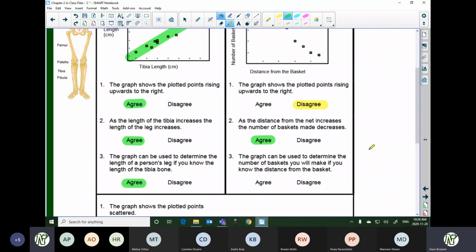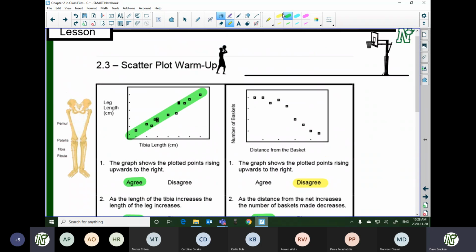The graph can be used to determine the number of baskets you made if you know the distance. Well, put it this way. If I know I sink 5 from here and I sink 2 from here, do you think you would know how many I would sink in between? 5 from right here, 2 from right here. How many would I sink in between? Would I all of a sudden sink 10? No, I would probably sink 3 or 4 between 2 and 5.